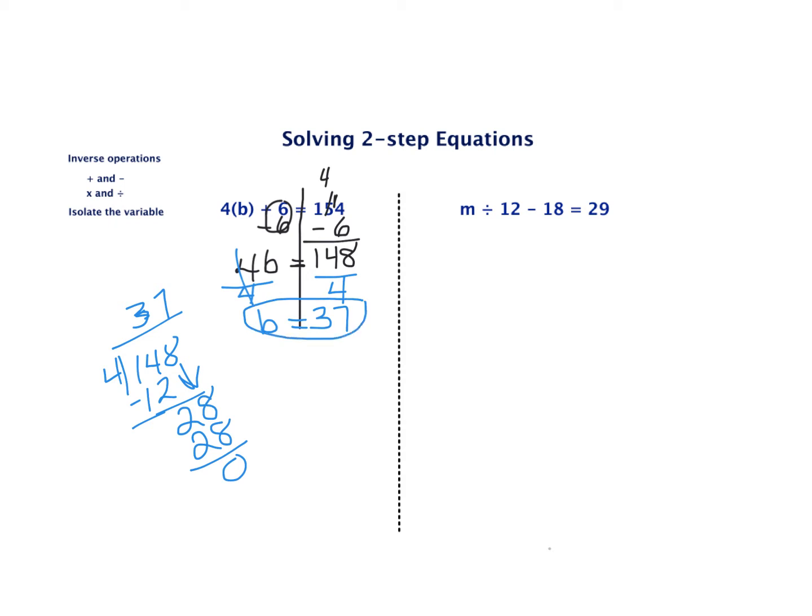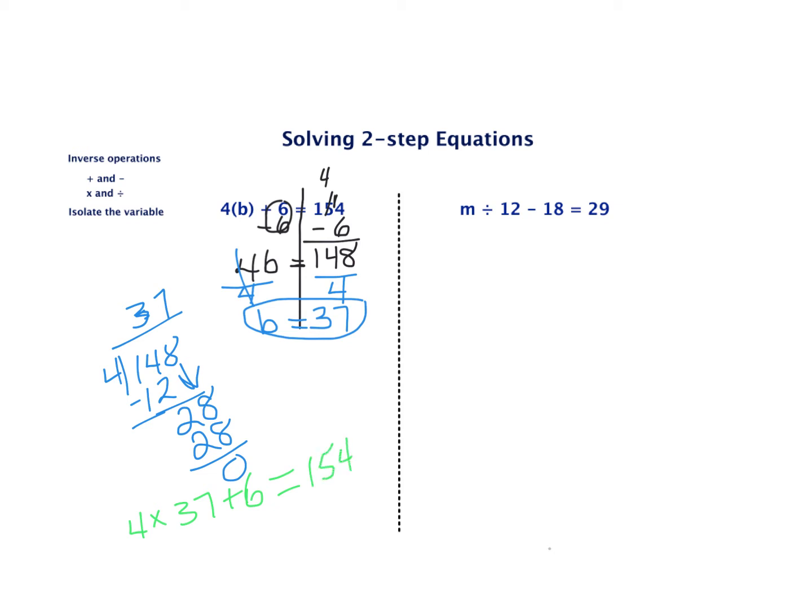Now I want to check my work, so I am going to substitute 37 for b. So I'm literally now going to just multiply 4 times 37 plus 6 equals 154. Now let's see if it's correct.